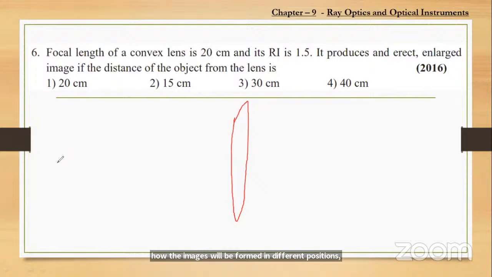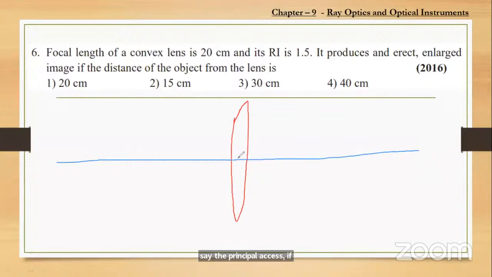If a lens is considered under the principal axis, this one is called the optic center, this one is focal length, and this one is 2 times the focal length, that is called the center of curvature. Same in this direction also we have focal length and 2 times focal length, the center of curvature. Now if the object is placed here, where will the image be formed? If the object is placed behind 2f, the image will be formed between f and 2f.